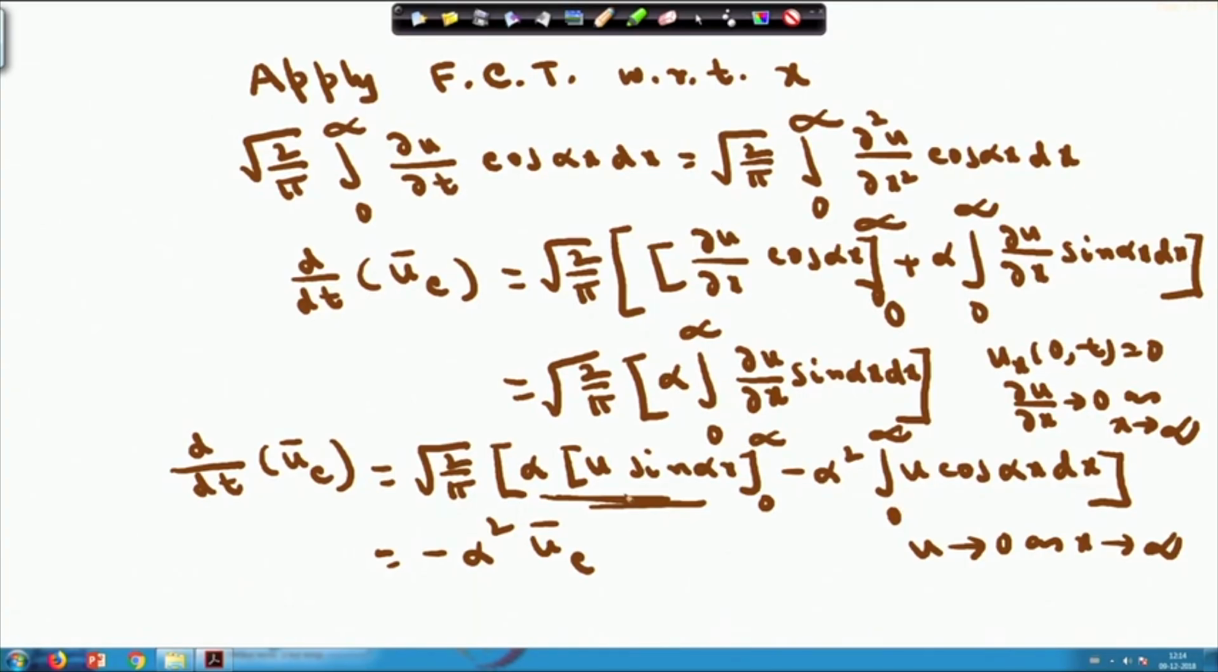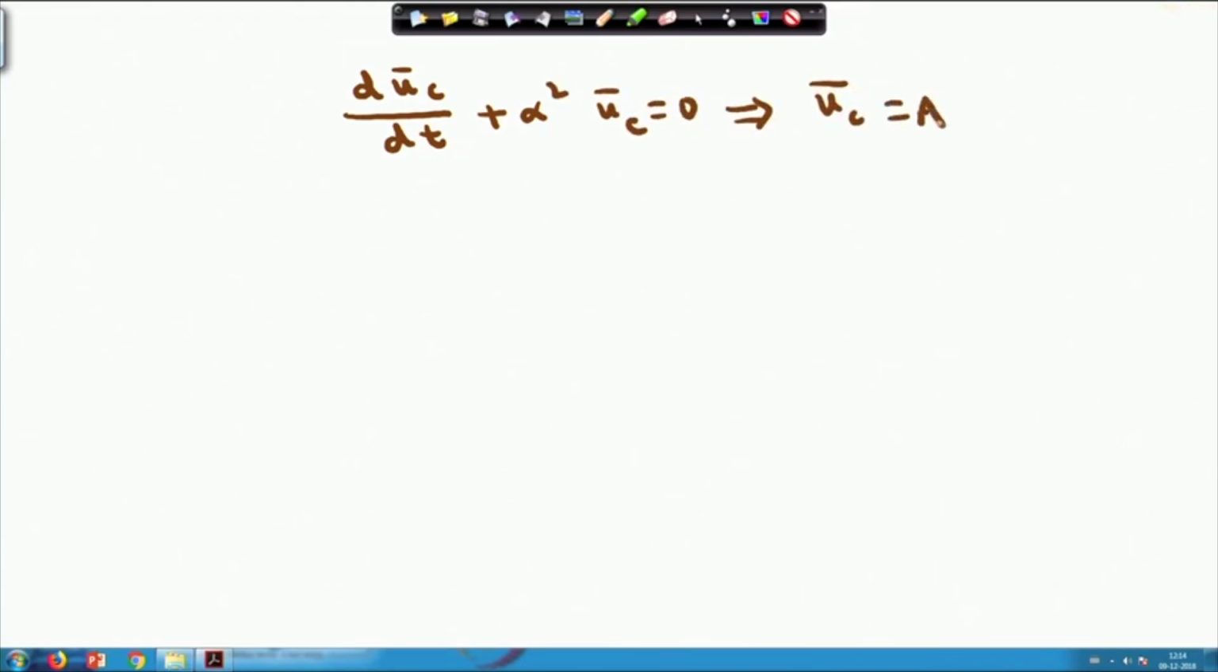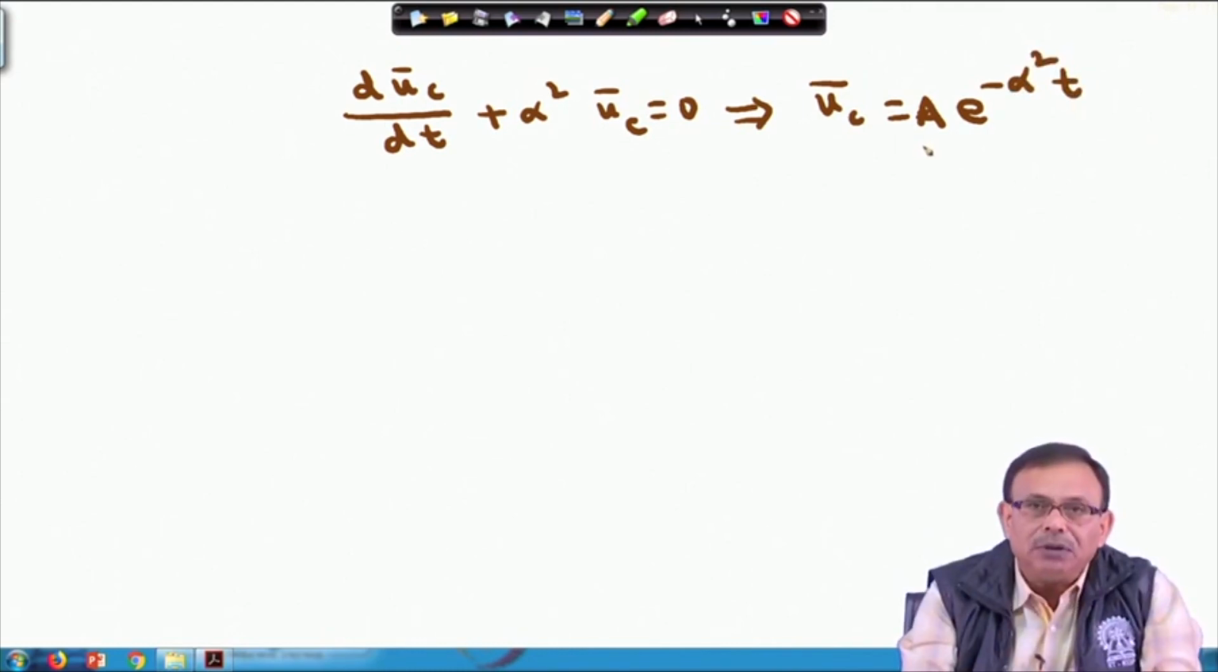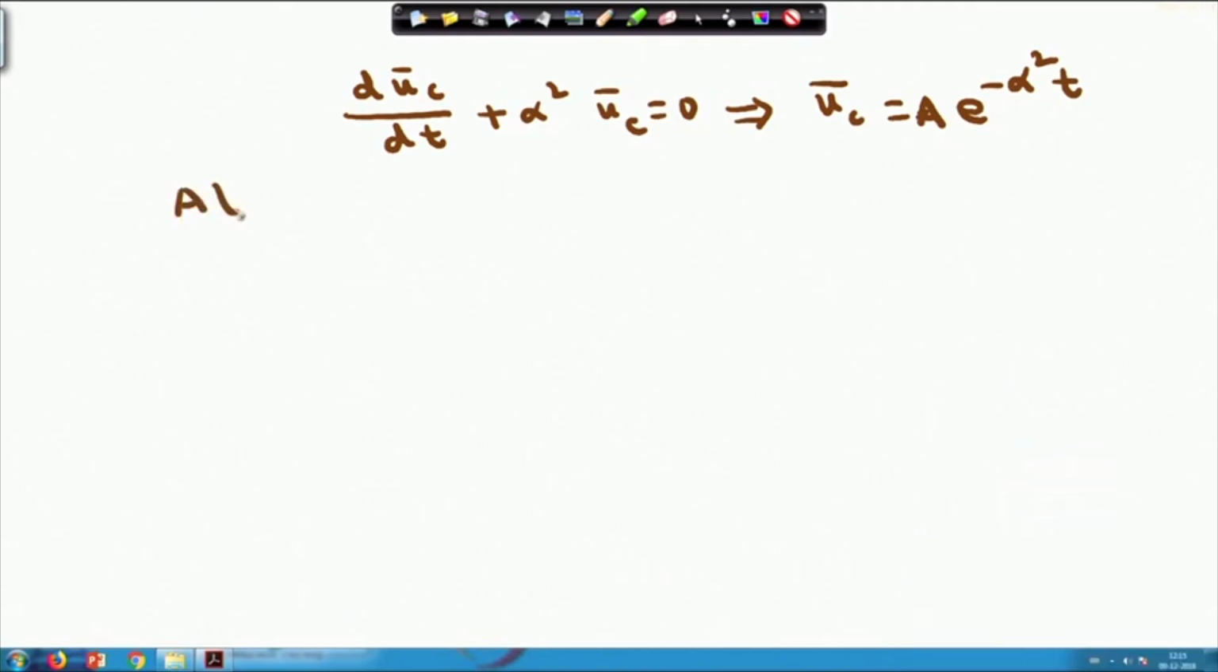So, your differential equation becomes d u bar c dt plus alpha square u bar c equals 0, and the solution of this one is u bar c equals A into e power minus alpha square t. I have to find out the value of the constant A now using the similar process, that is at t equals 0.